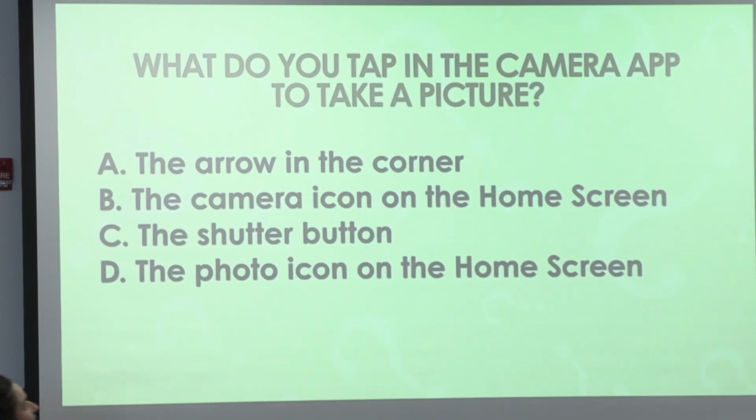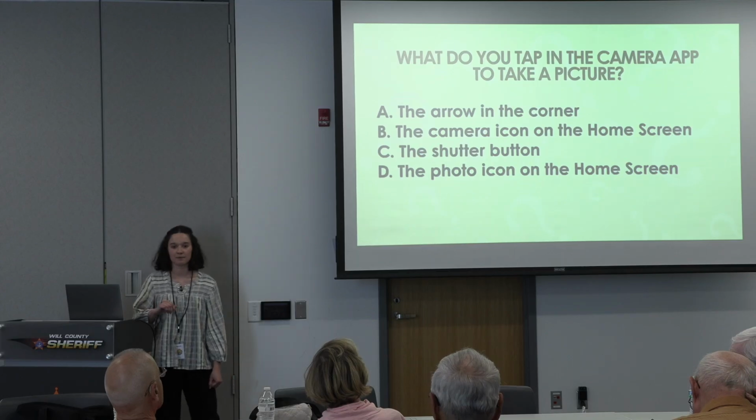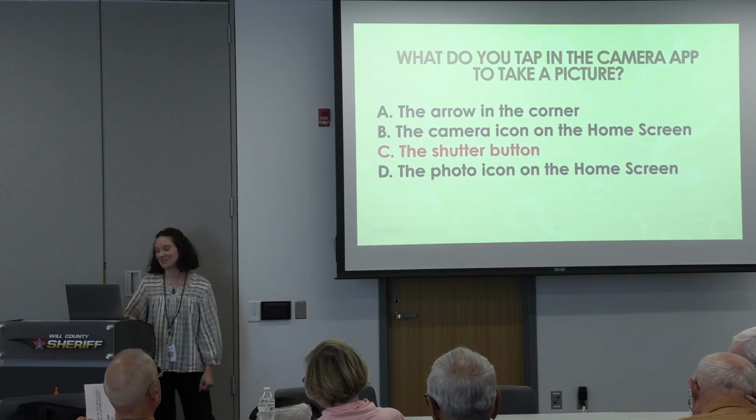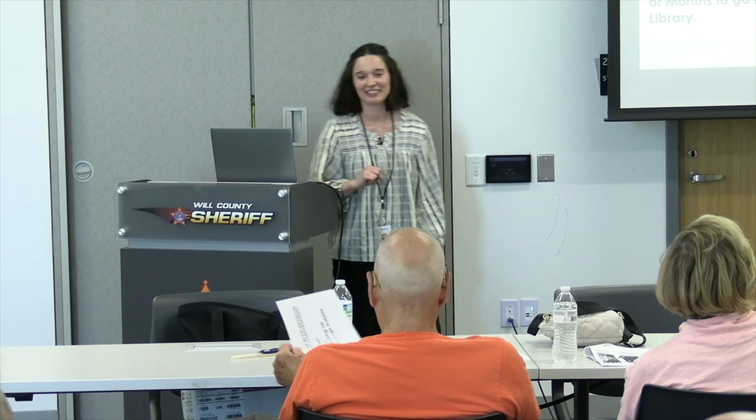Okay. So what do you tap in the camera app to take a picture? The arrow in the corner, the camera icon on the home screen, the shutter button, or the photo icon on the home screen? Shutter button. Yes, the shutter button. That's the one you're usually clicking.